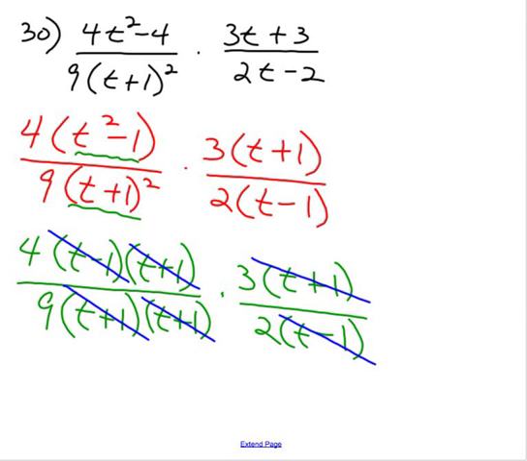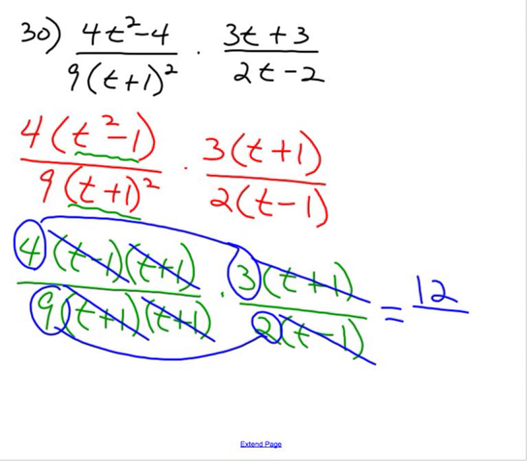If I multiply my numbers just the way they are, 4 times 3 is 12, 9 times 2 is 18. I'm not going to leave it as 12 over 18. I'm going to simplify it. I'm going to use my calculator or use my brain and think about what numbers are divisible into 12 and 18. And I will end up with the fraction 2/3. That's my simplified answer for number 30.